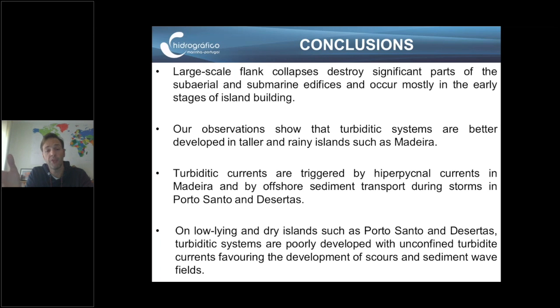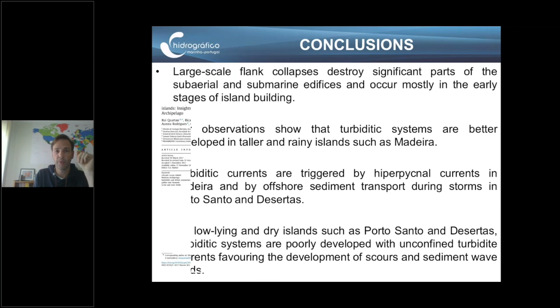In the low-lying and dry islands such as Porto Santo and Desertas, the turbiditic systems are very poorly developed. So we mostly have very small canyons that become unconfined very easily in the deeper parts, and they favor the development of scours and sedimentary fields. And also in the parts of Madeira that don't have the canyon system, we can also see the scours, and in some cases also some smaller sedimentary fields. And basically that's what I wanted to present.